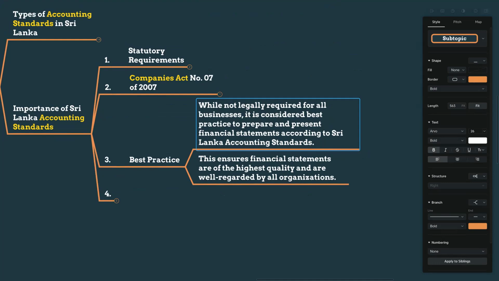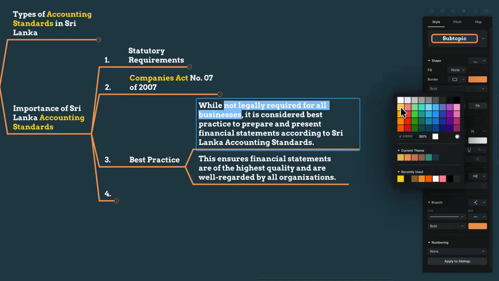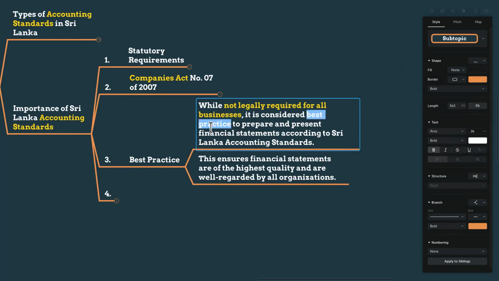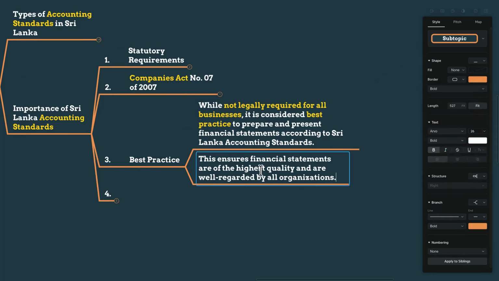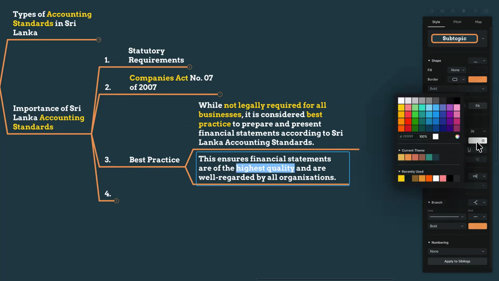We must know what assets we have in our company, how much they are depreciated, what bank loans we have, what prepayments we have made, what accruals we have right now, what the current obligations and non-current obligations are, and what investments we made in other companies. So we must know. While not legally required for all businesses, it is considered best practice to prepare and present the financial statements according to the Sri Lanka accounting standards. It will ensure financial statements are of the highest quality and are well regarded by all organizations.